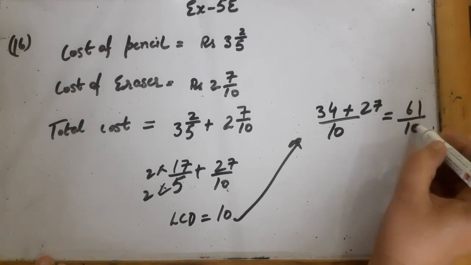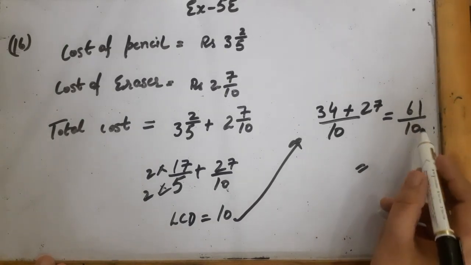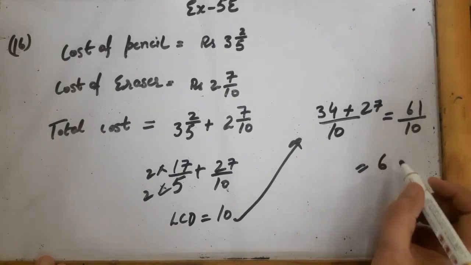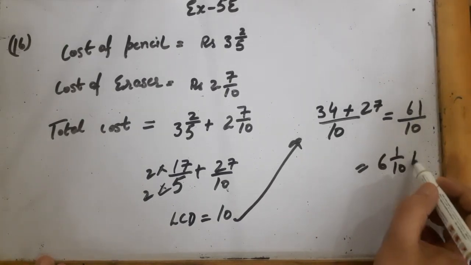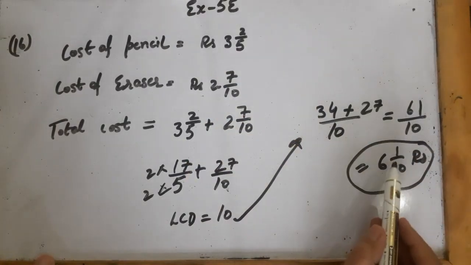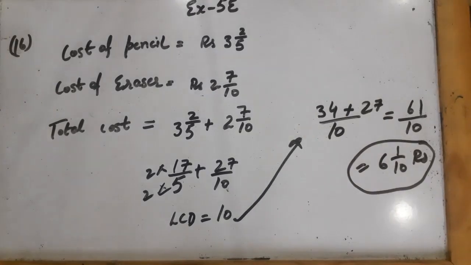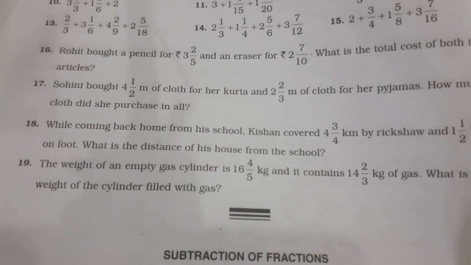61 upon 10. Now 61 upon 10, you convert it into a mixed fraction, as this is an improper fraction. So 10 6s are 60, and 61 by 10. So what is the total cost of both of them? It is 6 rupees and 1 by 10. Okay, now the 18th question.